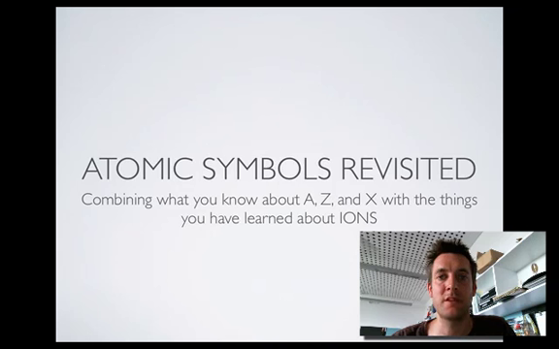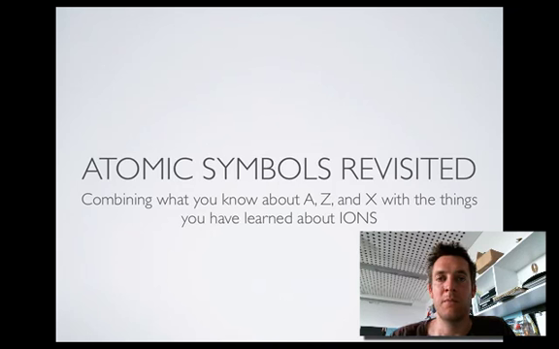Hi, this is a film called Atomic Symbols Revisited. It's supposed to give you another chance to look at atomic symbols, and really it's just a couple of examples about how to write atomic symbols based on some information we're given about some atoms. Okay, so hopefully you know about the symbols A, Z and X, you understand them, you know what the difference between an ion and an atom is.